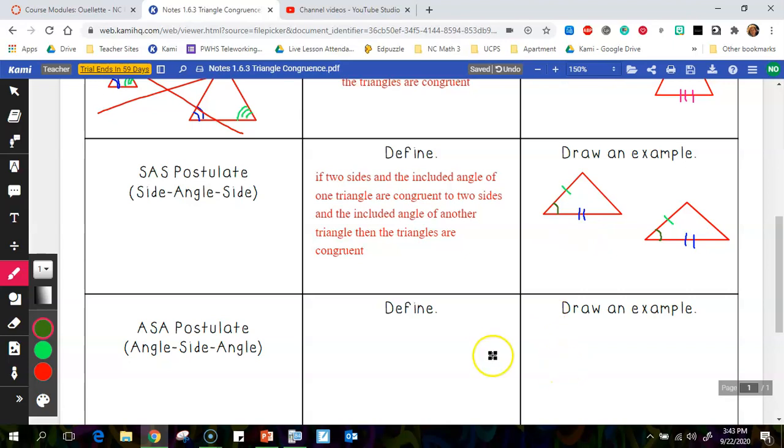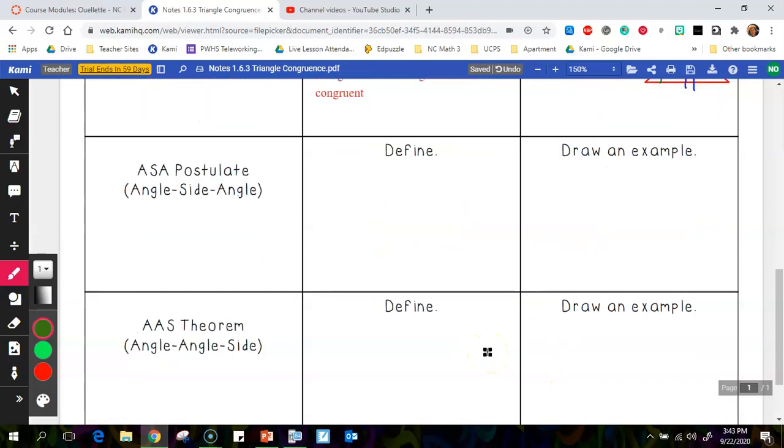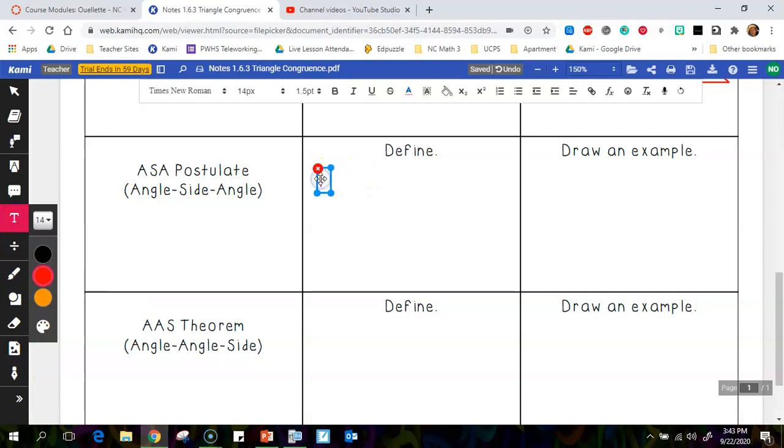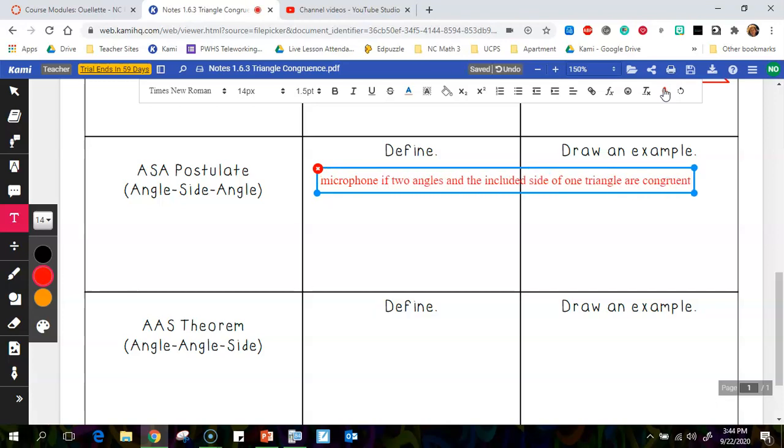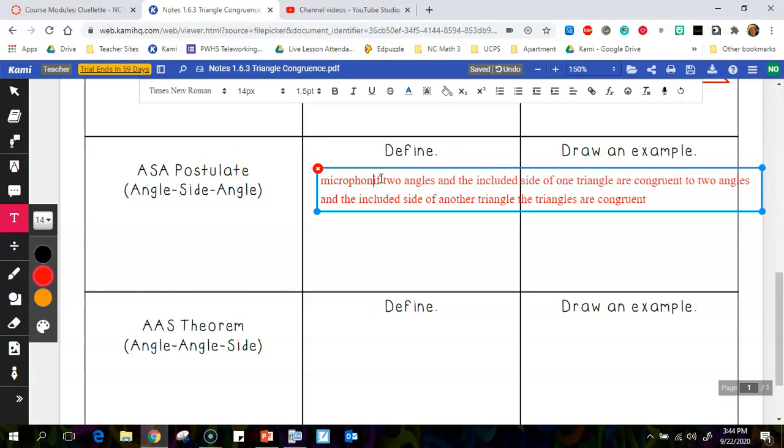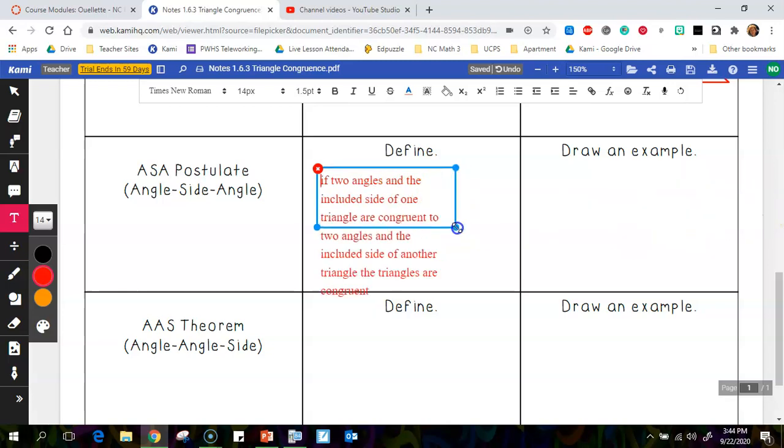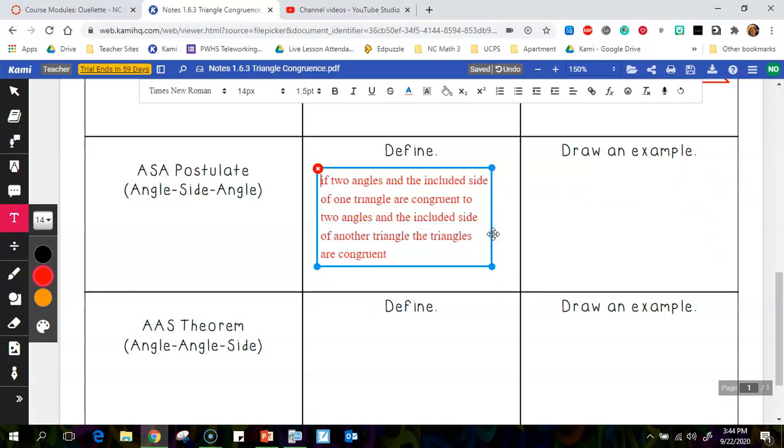All right, angle, side, angle postulate. I bet you can guess what that one is already. If two angles and the included side of one triangle are congruent to two angles and the included side of another triangle, the triangles are congruent. Okay, there we go. All right, draw an example.